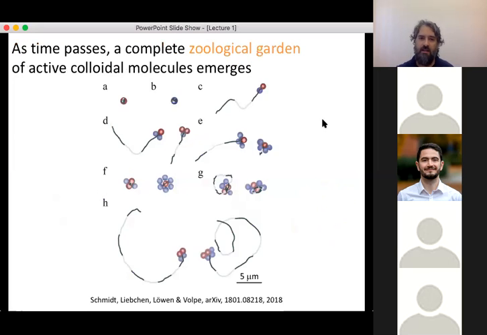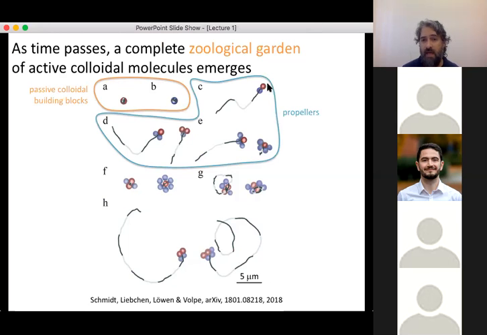Okay, just to give you an idea how complex an old zoological garden, as we like to say, comes out of these particles. So you have two kinds of passive particles, which are red and blue. It's obviously color-coded by us, but red means that they warm up when we shine light. Blue means that they don't care about whether we shine light or not. They stay at the same temperature. When they form dimers or something pointed, like an arrowhead if you wish, then they become propellers, which propel along a line. These are really active particles.